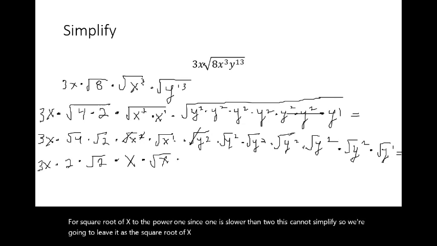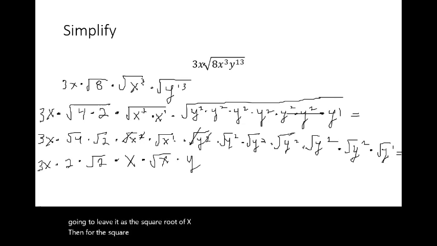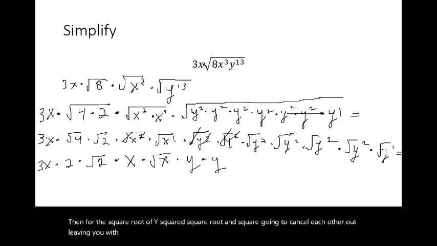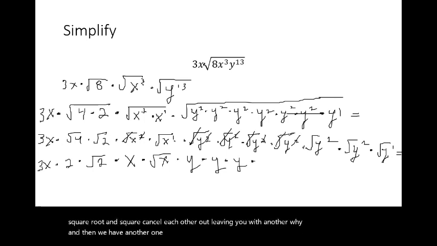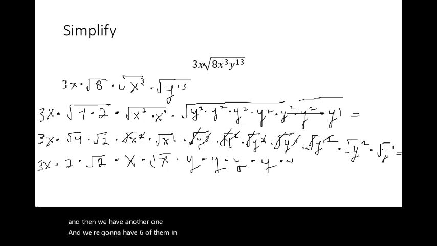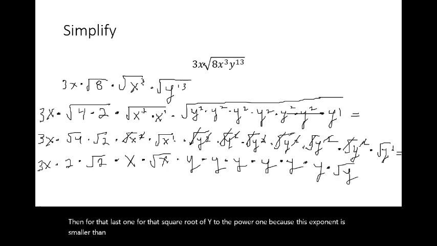Then for the square root of y squared, square root and square are going to cancel each other out, leaving you with y. Square root and square cancel each other out, leaving you with another y. And then we have another y, and another one. And we're going to have 6 of them in the end. Then for that last one, for that square root of y to the power 1, because this exponent is smaller than 2, we're going to leave it as the square root of y.